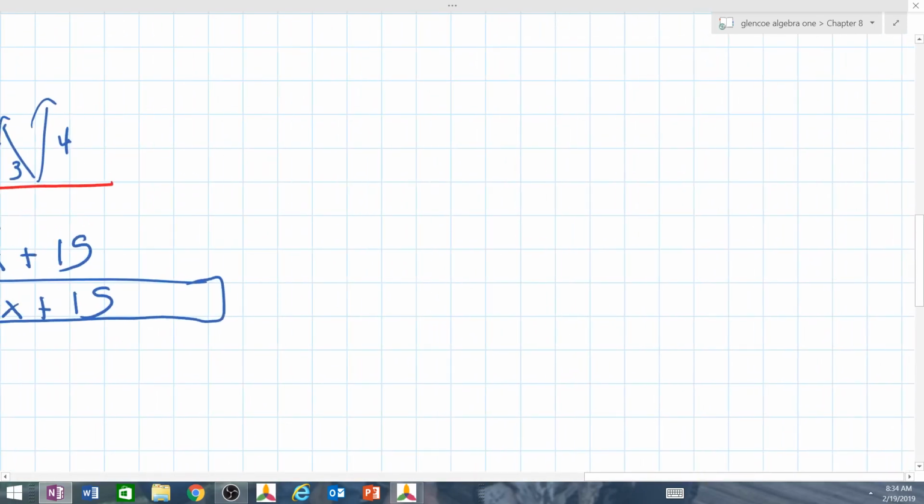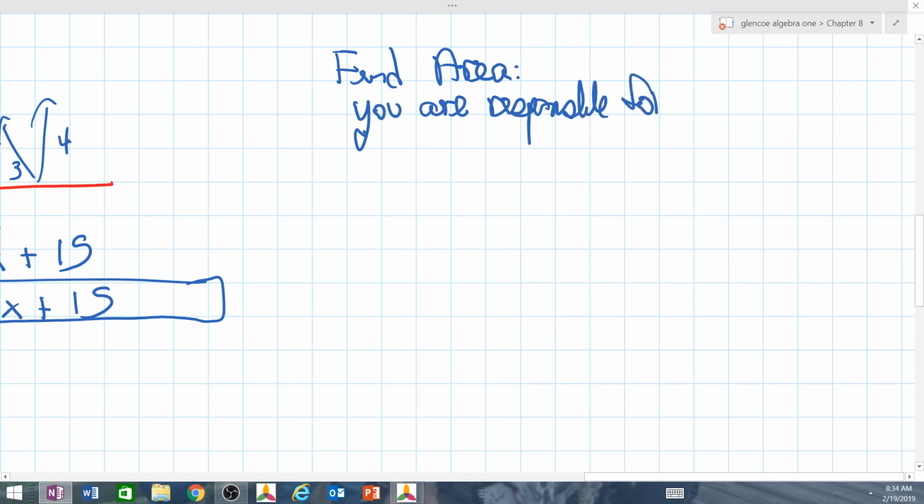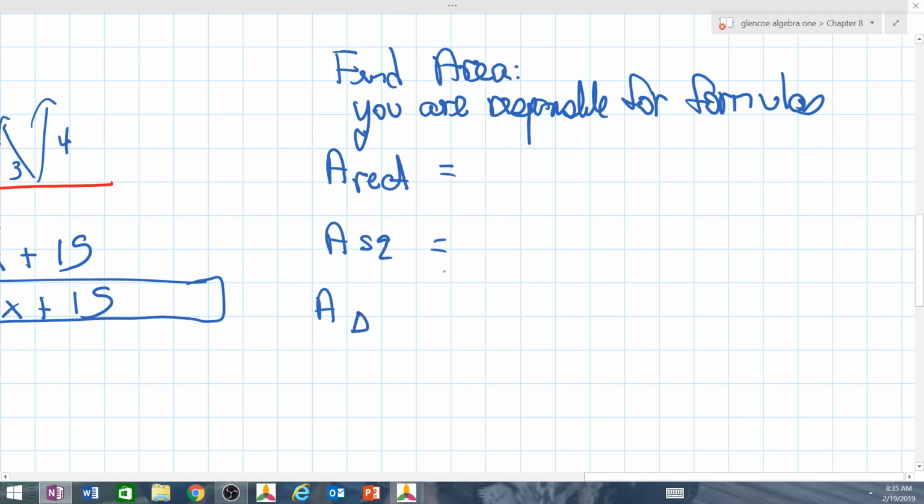Okay, so now we can have all kinds of fun because now we can find area. Let me just go on record as saying you are responsible for the area formulas. Basically we're going to do area of a rectangle, area of a square, and area of a triangle. You might want to add this in your notes. Area of a rectangle is length times width.